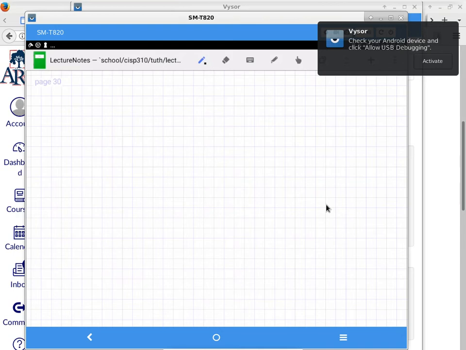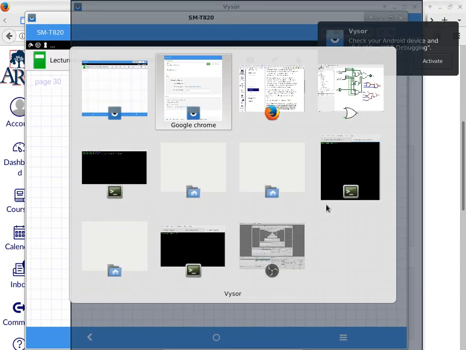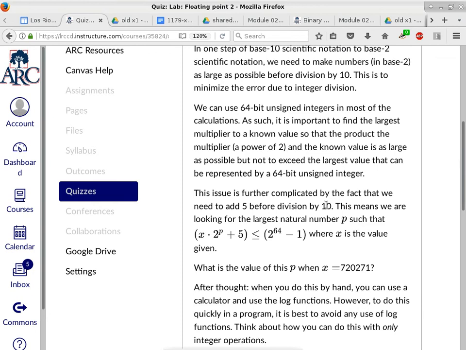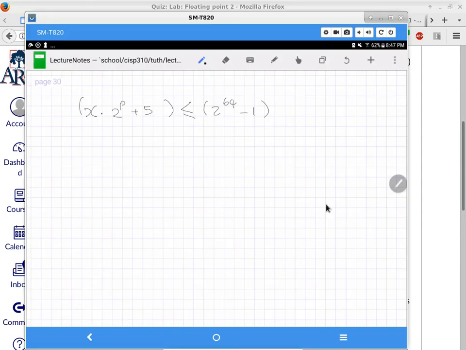All right, so the first part is basically just algebra. So we want to solve this problem using algebra. Let me go back to the question itself. I'll give you the general solution, regardless of what x is. So x times 2 to the power of p plus 5, the whole thing has to be less than or equal to 2 to the power of 64 minus 1. Okay, so now we switch back to the tablet and you can see the problem.